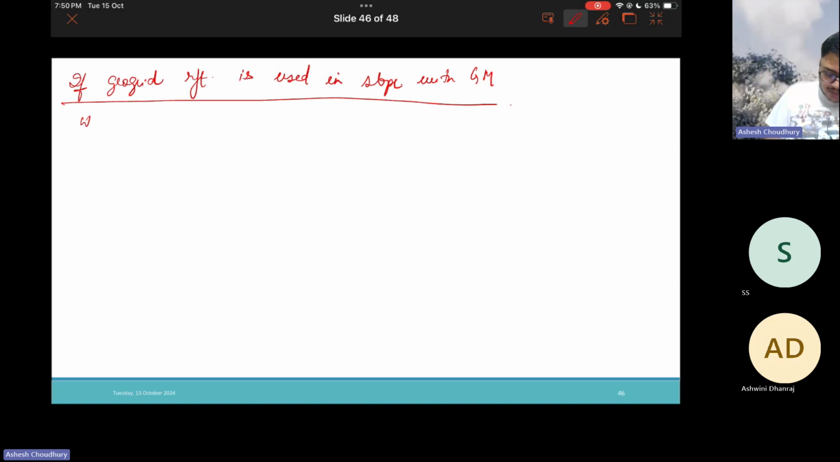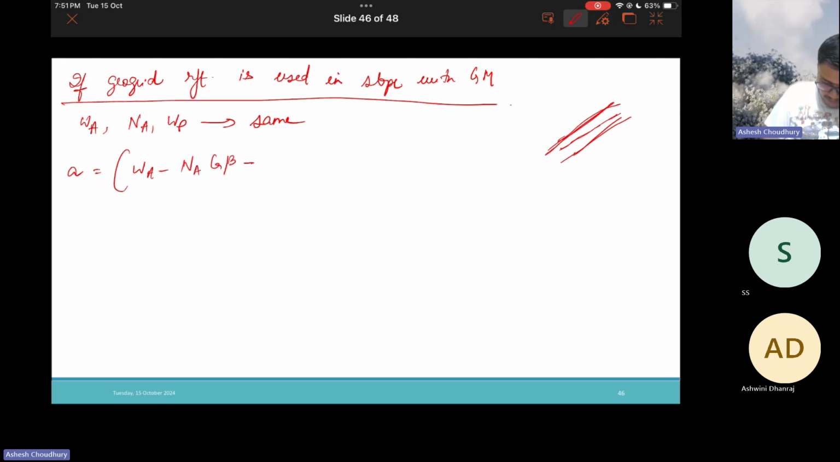Then these terms WA, NA, WB will be the same. Okay, so just in the slope what we are doing, we are placing a geogrid reinforcement. In that case your A will change like this: T sine beta cos beta. This T will come, and what that T is, you will see.